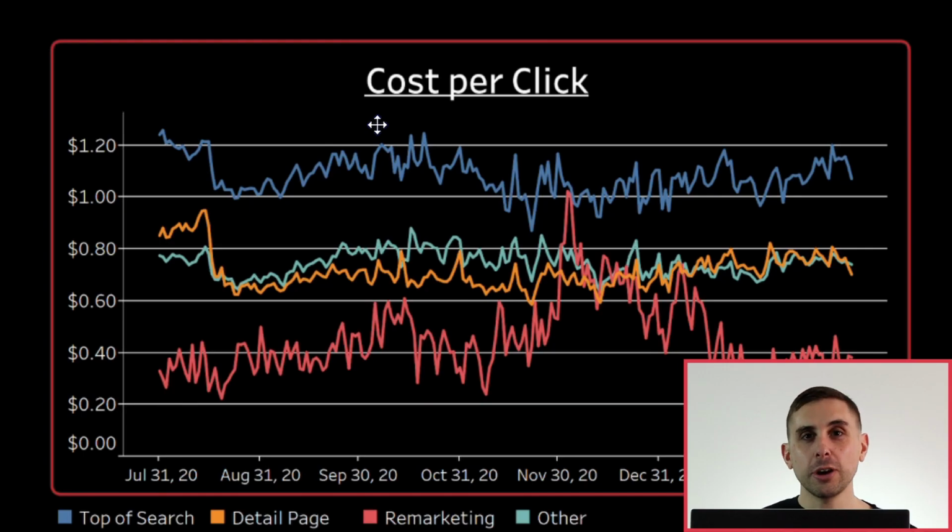Here's a look at the average cost per click broken down by placement. You can see that the top of search placement has the highest average cost per click, followed by remarketing, which is very low at around 40 cents, generally speaking, per click to get somebody back to Amazon.